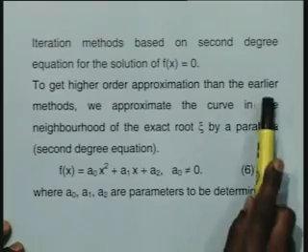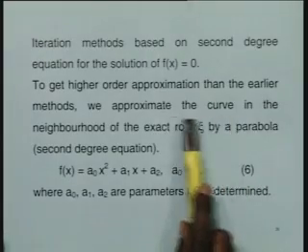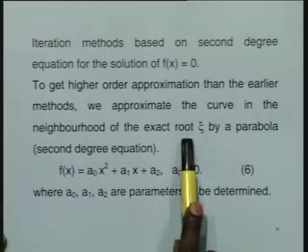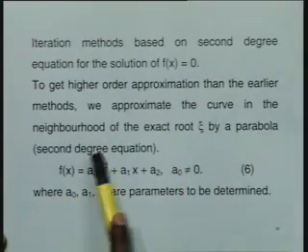So instead of approximating by a linear polynomial, I will approximate by a quadratic polynomial, which will be a parabola, that is a second degree equation. Now to get higher order approximation than this, we approximate the curve in the neighborhood of the exact root by a parabola, which is a second degree equation.